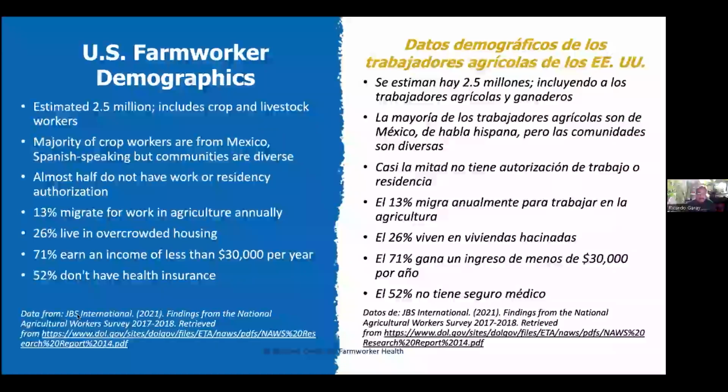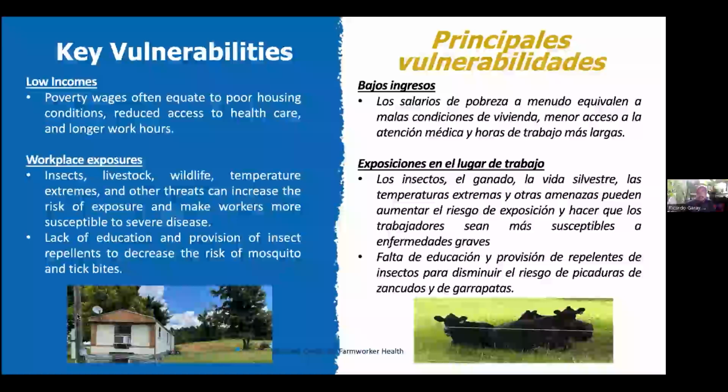52% of them do not have health insurance, which is a great problem and a great barrier for this population to have the good life, living places and health reach of that. Poverty wages often equate to poor housing conditions, reduced access to healthcare, and longer work hours. So they usually have less access to medical attention, and in general they work longer hours, as we have mentioned. So you can see how this can be a challenge and a barrier, and that can cause greater conflict and lack of opportunities for this population.